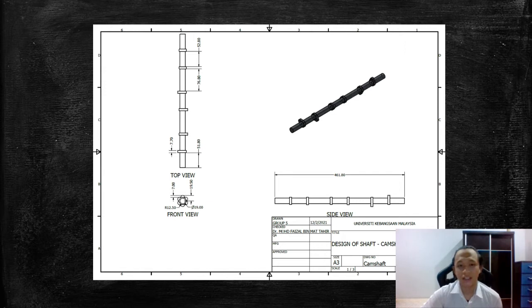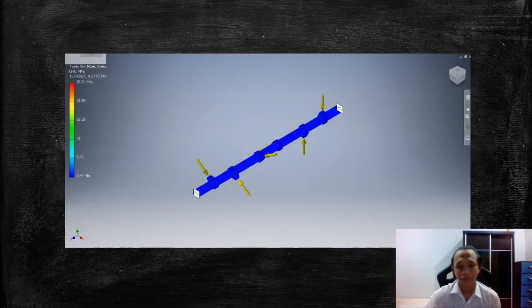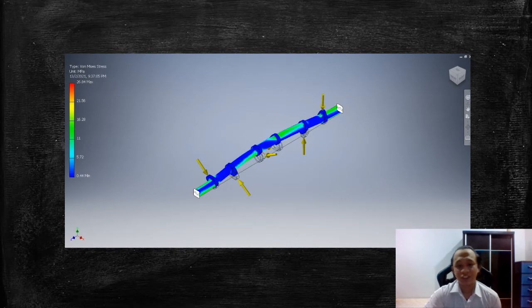As you can see, the camshaft has 3 pairs of cams and each pair will work with one piston, which means in a V6 engine there will be 3 pistons on each side. Next, we made a stress analysis on our camshaft by applying 403.85 Newton force to each tip of the cams on the camshaft. And this is the result of simulating it in Autodesk Inventor.